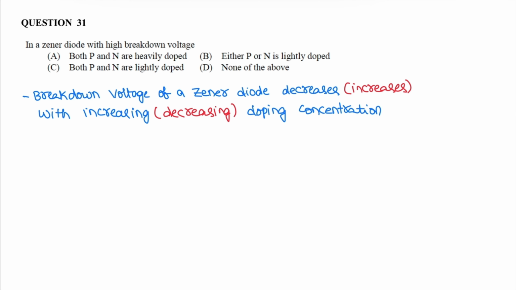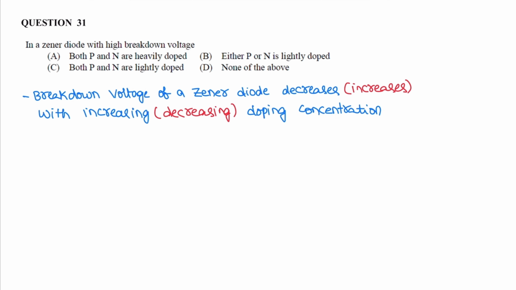Next question. In a Zener diode with high breakdown voltage, the breakdown voltage is very high. So that means doping should be low. In a Zener diode, doping and breakdown voltage are inversely proportional. That is, the breakdown voltage of a Zener diode decreases with increasing doping concentration, or increases with decreasing doping concentration.